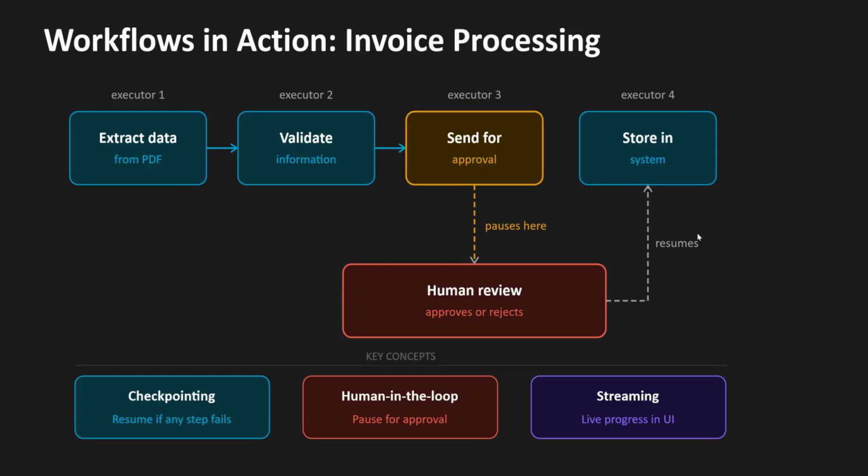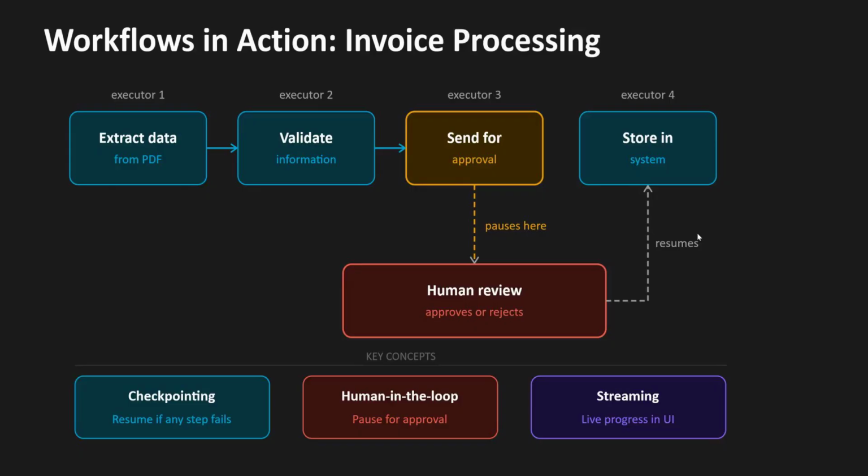Step 3, that's another agent, basically an executor, sends it for approval. And this is where something really interesting happens. The workflow pauses and does not continue automatically. It literally stops and waits because a human needs to look at this invoice and say yes or no. That's what we call human in the loop. The workflow engine holds the state, keeps everything in memory, and just waits. Could be 5 minutes, could be 2 days. When the approver clicks approve, the workflow wakes back up and continues.